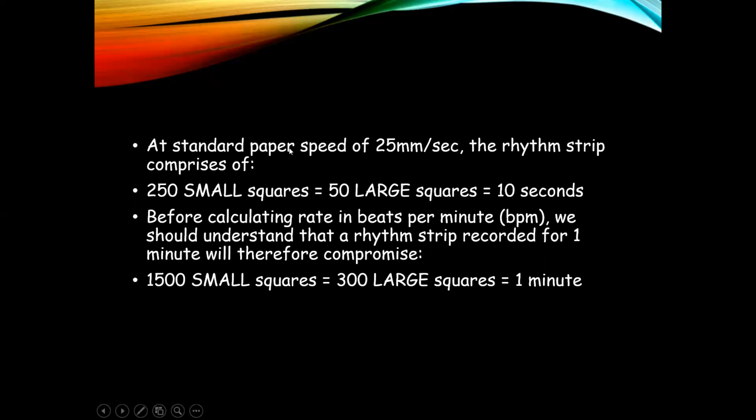So at the standard paper speed of 25 millimeters per second, the rhythm strip comprises 250 small squares, which is equal to 50 large squares, which is equal to 10 seconds. So one strip basically covers how many seconds? 10 seconds, okay? Before calculating rate in beats per minute, we should understand that a rhythm strip recorded for 1 minute will therefore comprise 1500 small squares, 300 large squares, which are equivalent to 1 minute.